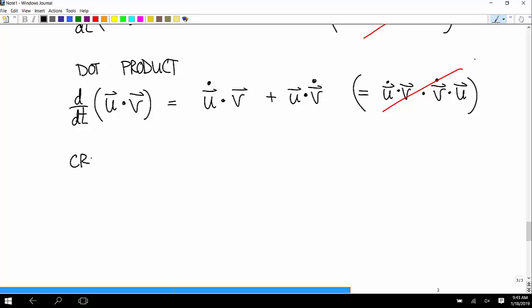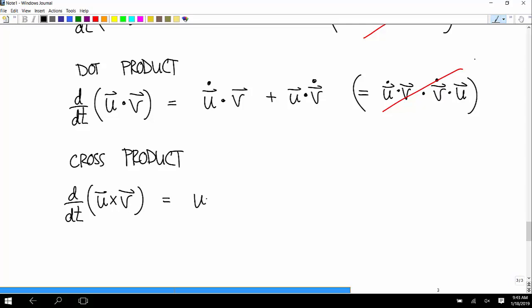And then cross product. So d dt of u crossed with v is exactly what you'd hope it would be. u dot crossed with v plus u crossed with v dot.